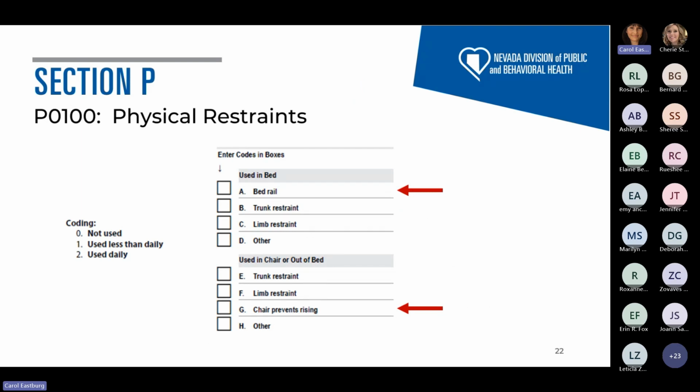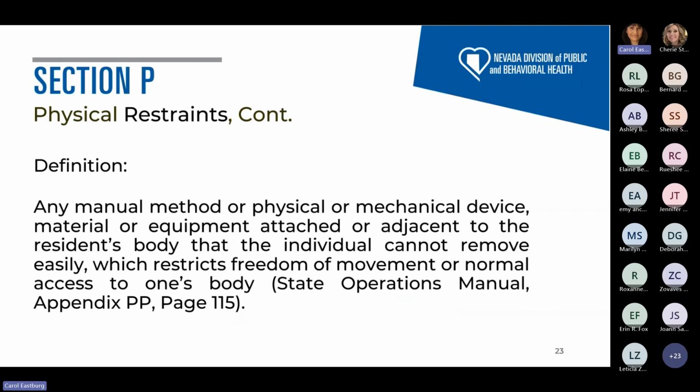Section P, which covers physical restraints and alarms, was not modified in any way. But there is a lot of information related to restraints, so I'd like to take a moment or two to highlight a few points. Per CMS, the manual defines a physical restraint as any manual method or physical or mechanical device, material, or equipment attached or adjacent to the resident's body that the resident cannot remove easily, which restricts freedom of movement or normal access to one's body. And this is also stated in the SOM Appendix PP.